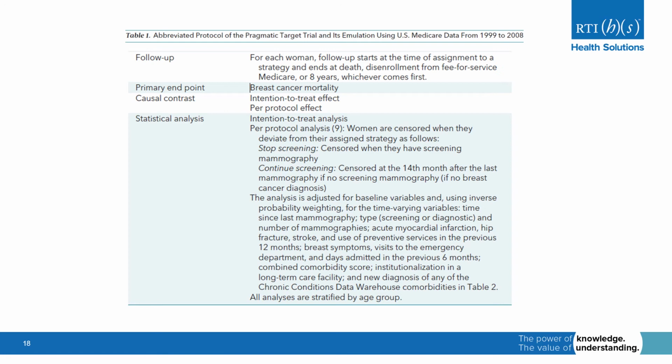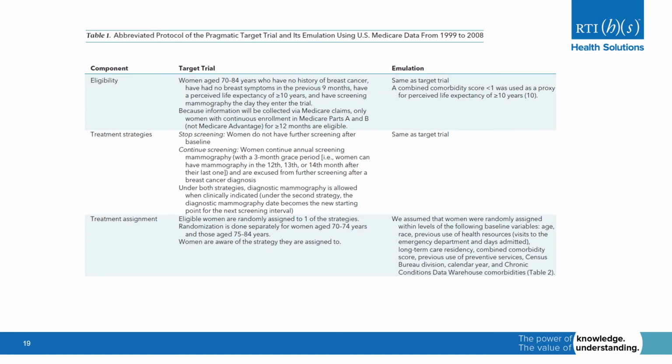Let's see how we can emulate that using real world data. Regarding the eligibility criteria, we're going to use exactly the same eligibility criteria. One of the eligibility criteria of the target trial was having a good life expectancy, and we surrogated that by having a comorbidity score lower than 1 that corresponds to a perceived life expectancy of more than 10 years, more or less. The treatment strategies are the same, and treatment assignment in the target trial, we were randomizing people.